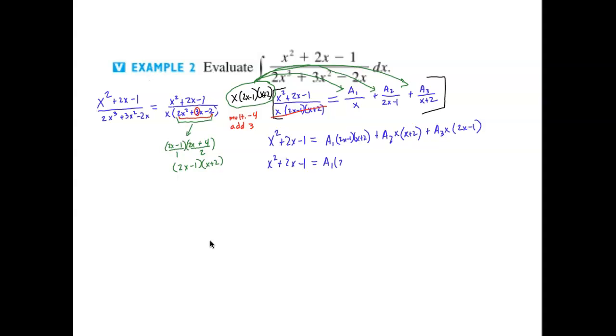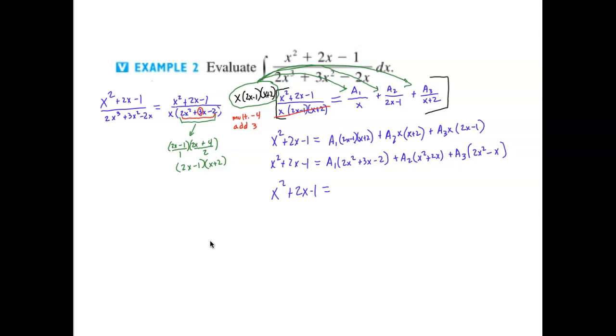So I'm going to have, what, 2x squared plus 4x minus x, so plus 3x minus 2. It's going to be x squared plus 2x. Going to be 2x squared minus x. One more expansion. We're going to distribute all the A1, A2, and A3.